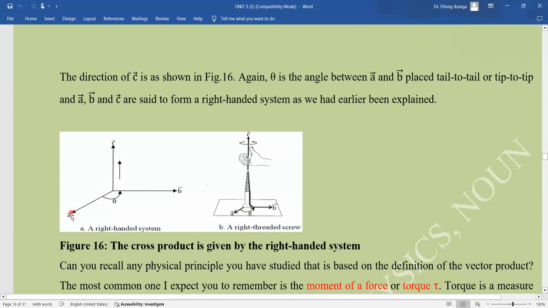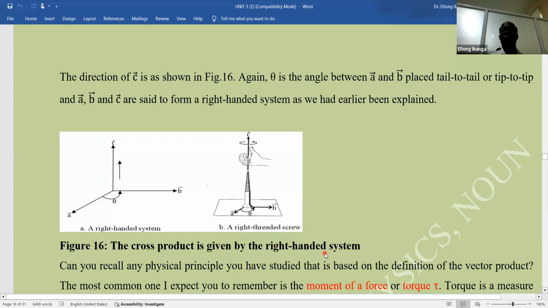So if I am rotating vector A towards the direction of B like this, Raphael, please turn off your mic. Then this is going to advance in this direction. And I've drawn it here again. This is the direction of somebody turning a screw. So when you turn it this way, the direction of the thumb shows the direction of the advance of the screw. So this is called the right-handed screw or the right-handed system. The cross product is given by the right-handed system.